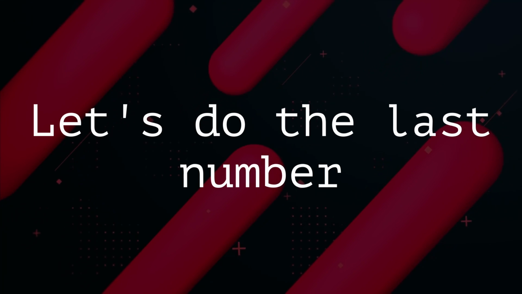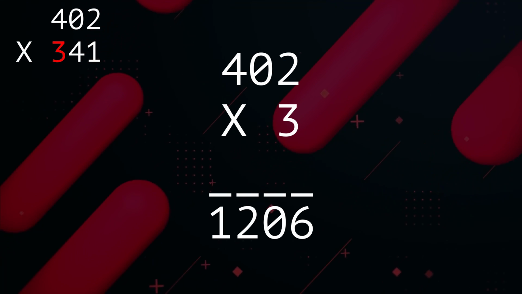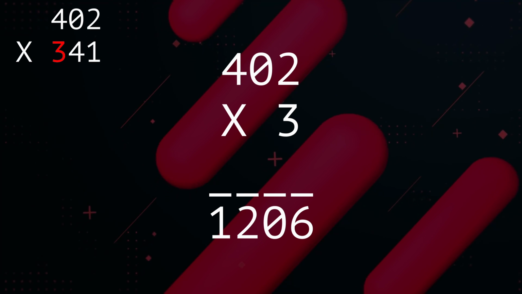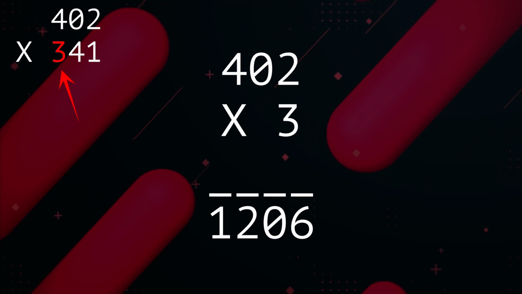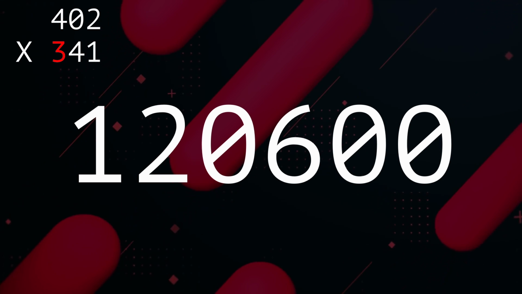Let's do the last number, 3. 402 times 3. 2 times 3 is 6, 0 times 3 is 0, and 4 times 3 is 12, therefore getting the final answer of 1206. However, since 3 is in the hundreds column, you add 2 zeros behind it in order to get a final answer, 120,600, and that's your final answer.